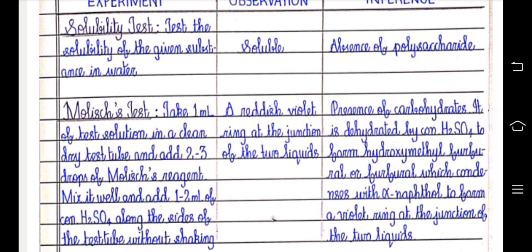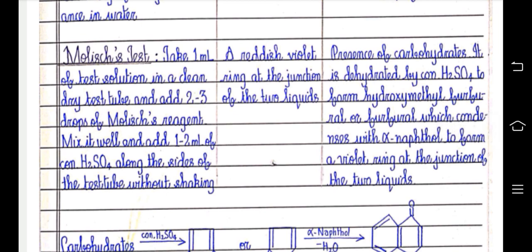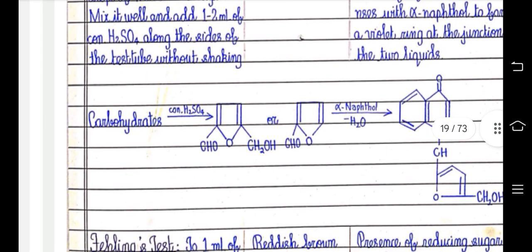Then the Molisch test. Take 1 ml of test solution in a clean dry test tube and add 2 to 3 drops of Molisch reagent. Mix it well and add 1 to 2 ml of concentrated H2SO4 along the sides of the test tube without shaking. A reddish violet ring at the junction of two liquids indicates presence of carbohydrates. The carbohydrate is dehydrated by concentrated H2SO4 to form hydroxymethyl furfural or furfural, which condenses with alpha naphthol to form a violet ring at the junction of the two liquids.